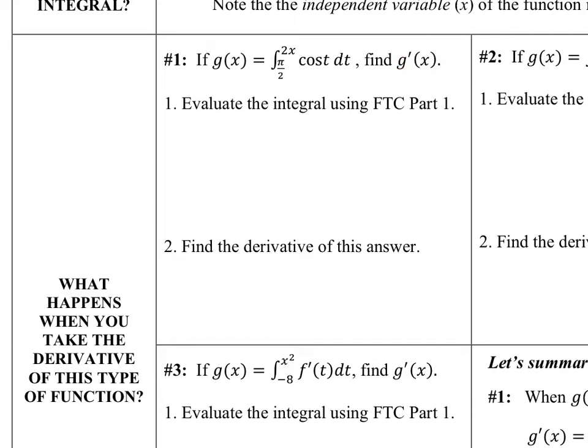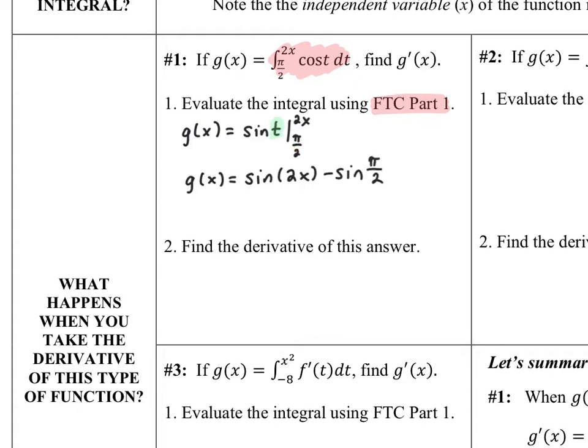The first thing that I'm going to do is just focus on this integral part. I'm going to evaluate that integral using the first part of the fundamental theorem, which says, let's find the antiderivative first. The antiderivative of cosine t is sine t. My limits shift to the end, and now I'm ready to substitute the limits. Upper goes in first for that t. Then I subtract what I get when I plug the lower limit in for the t. Doing that gives me sine of 2x minus sine of pi over 2. Now I'm going to evaluate the sine of pi over 2, which is 1. And that gives me g of x equals sine of 2x minus 1.